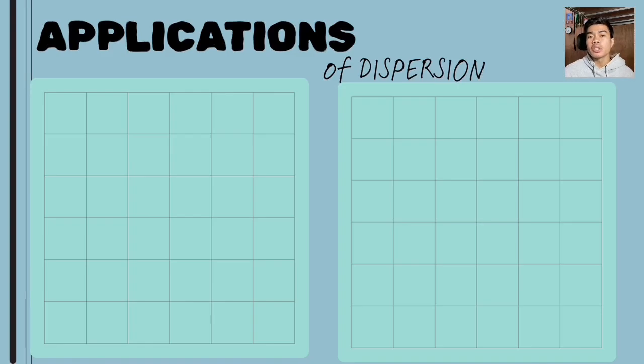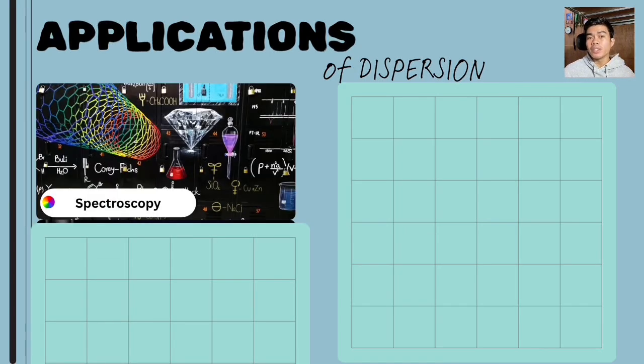Now that we know why dispersion happens, let's see where this phenomenon sneaks into our everyday world. And spoiler alert, it's everywhere, from the sparkle of a diamond to the fiber lines that power your Wi-Fi. Now let's start with spectroscopy, and I believe it has already been discussed earlier. This is the science of light detectives.